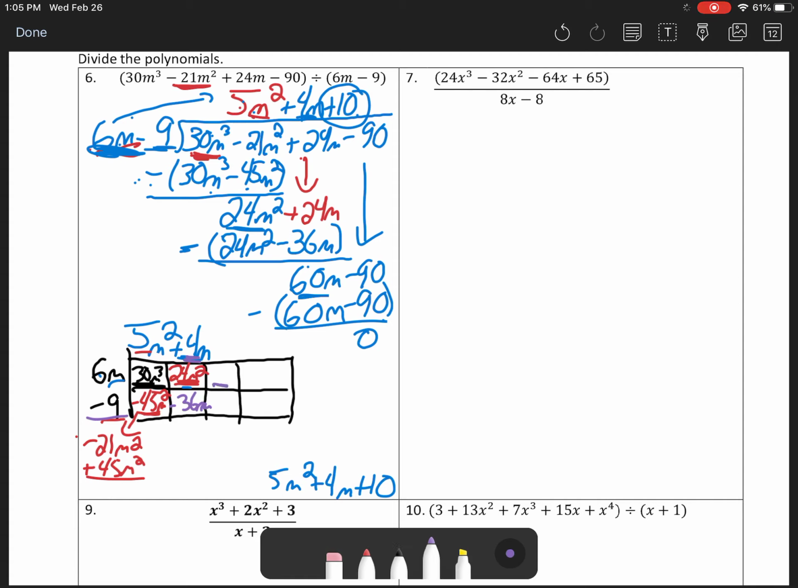Now what I know about this box and this box is that they add to my m term, which is going to be 24m. And so what I do is I add 36m, okay, and I end up with 60m. Okay, so I add whatever my term is plus that. All right, now we go back through.